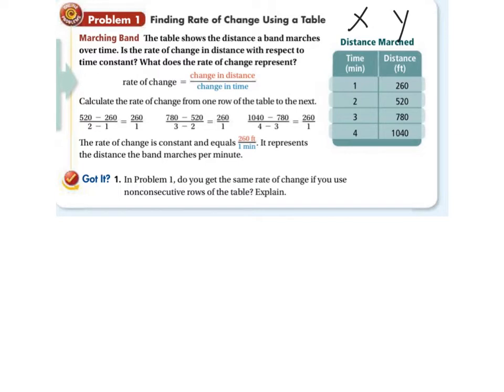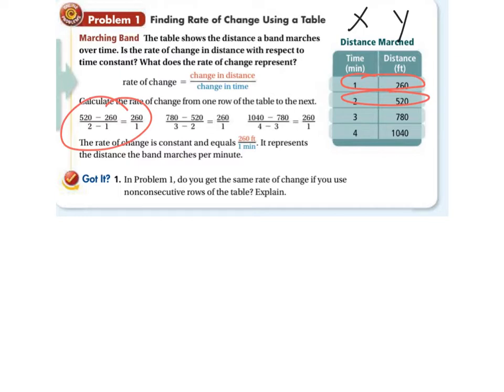And so they've picked two different points. They've picked the point 2, 520, so that's this one right here. And then they have also picked the point 1, 260. And then they subtracted them again. Those are plugged in over here. And so we end up with, subtract, we get 260 over 1. It says it represents the distance a band marches per minute. Because it's feet over minute, 260 feet per minute. I don't know if that's fast or not.